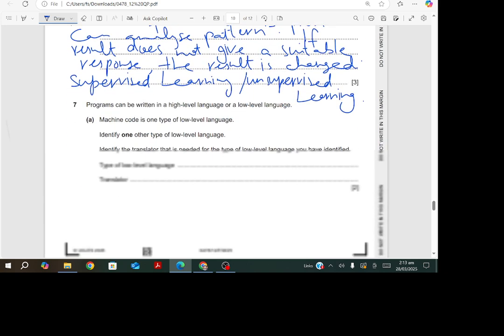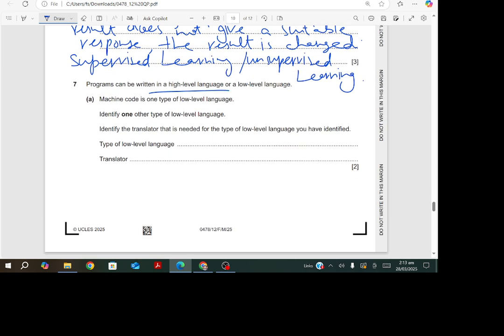Programs can be written in a high level language or a low level language. Machine code is one type of low level language. Identify one other type of low level language. Identify the translator that is needed for this language. Easiest thing, we know that low level language can be further categorized into two parts. One is machine language and the other one is assembly language. And the translator we use for assembly language is the assembler.